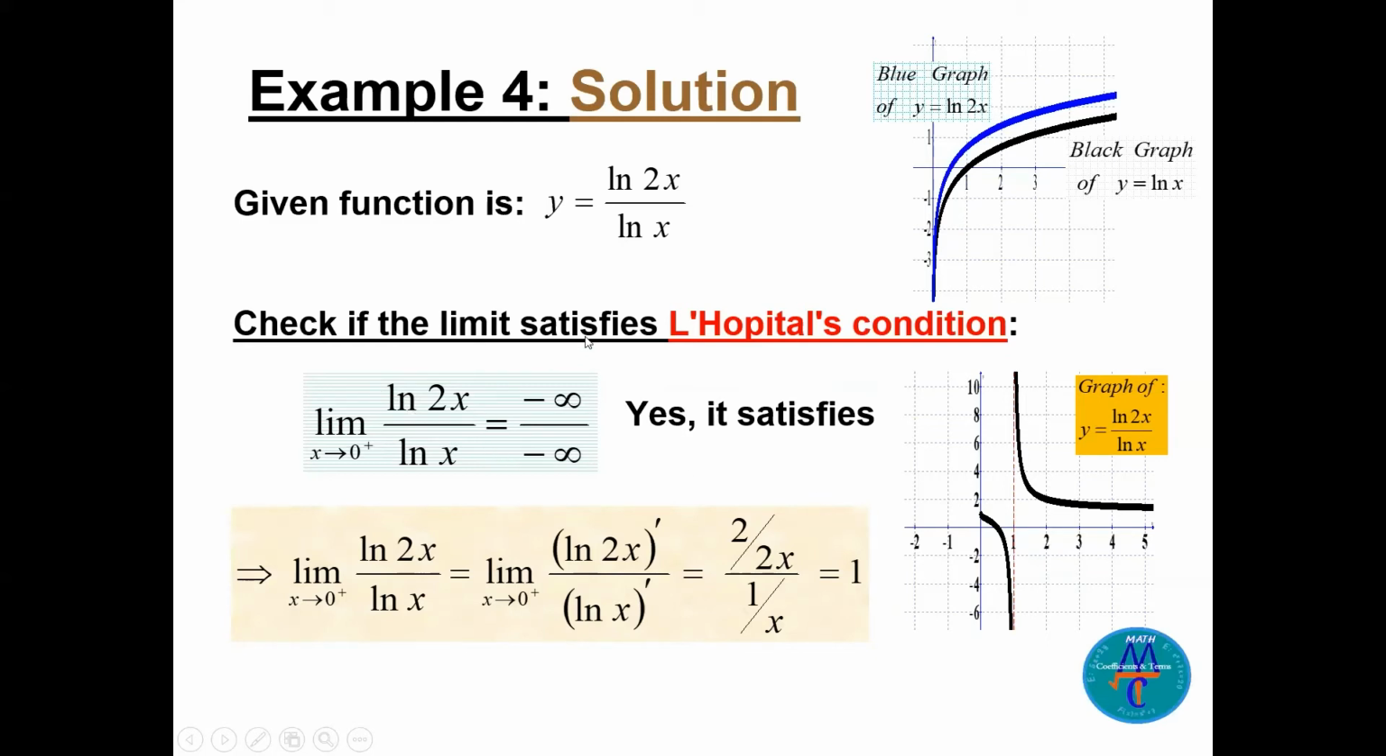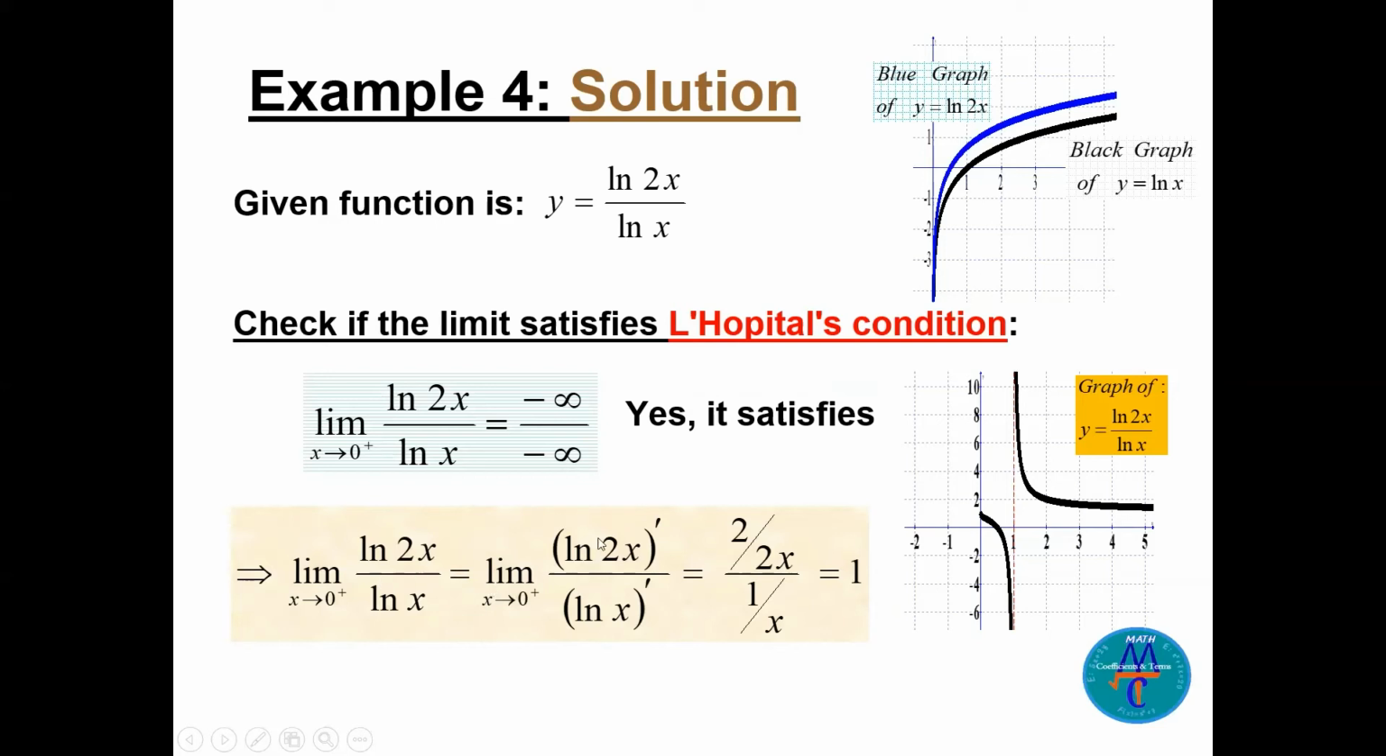Now let's check L'Hopital's condition. What will be the limit of ln of 2x as x goes to 0 from the positive side? It will be minus infinity. See this one in the blue, it will go down. This is 0, from the right side, it will go down to minus infinity, divided by the limit of ln of x. This is the black one, separate. If you come to 0 from the positive side, this will be down to minus infinity. So L'Hopital's condition is satisfied here, so we can apply it.